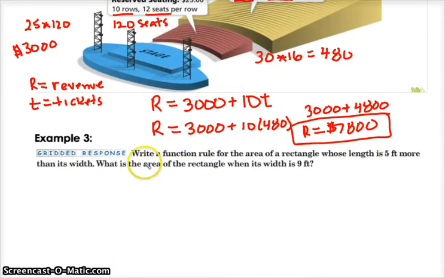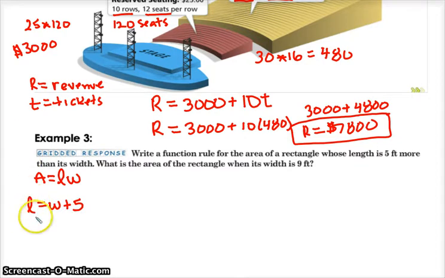It says we're trying to write a function rule for the area of a rectangle whose length is 5 more than its width. Then we're going to try to find the area of the rectangle when the width is 9 feet. All right. Again, let's identify our variables, and we'll talk about what the area formula is. So the area formula is the length and the width. It also tells us that the length is 5 more than the width, so we can say that the length equals the width plus 5.